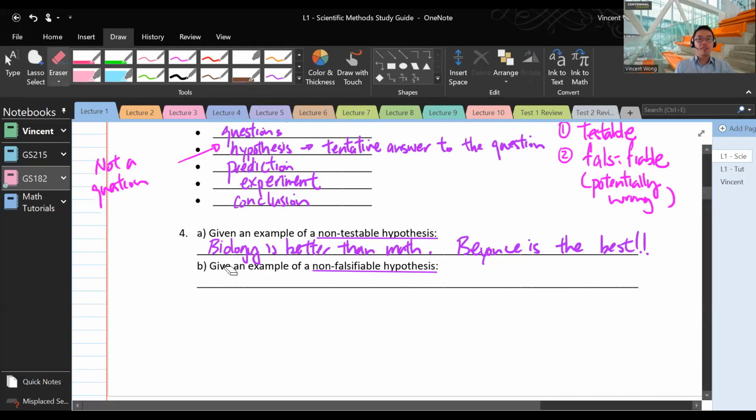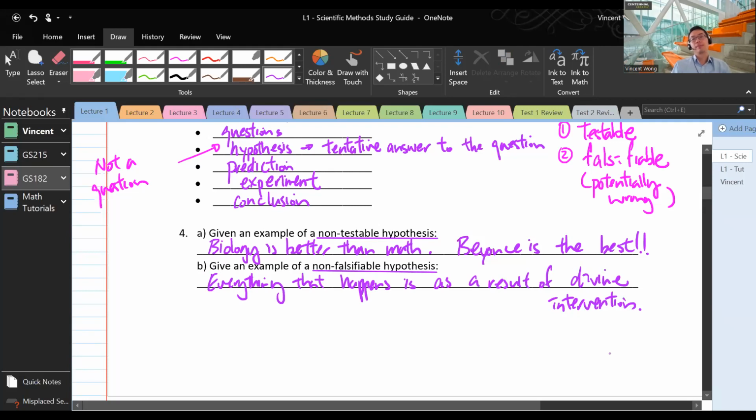Okay, so a non-falsifiable example would be like this. Everything that happens is as a result of divine intervention. Okay, there is no way to prove that wrong. That statement is an example of a non-falsifiable hypothesis.